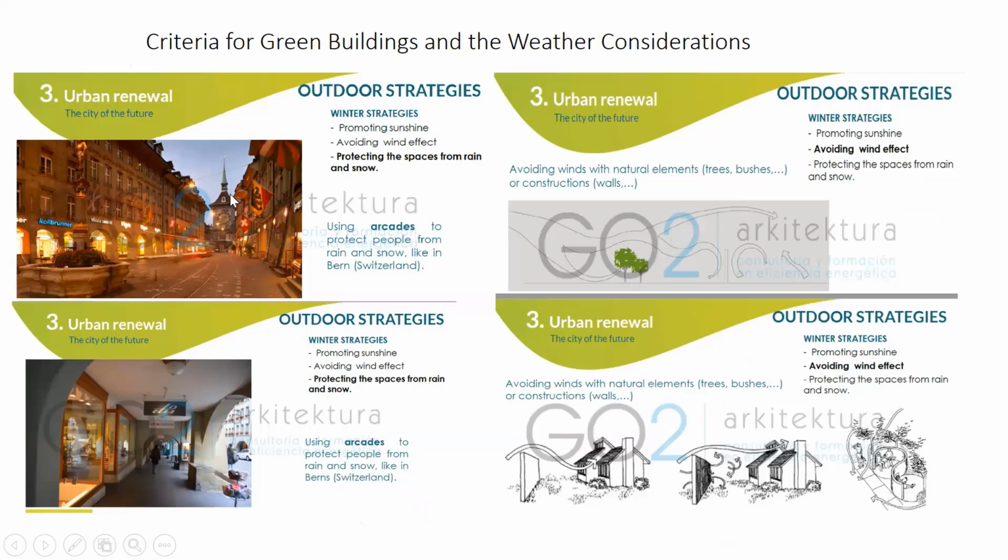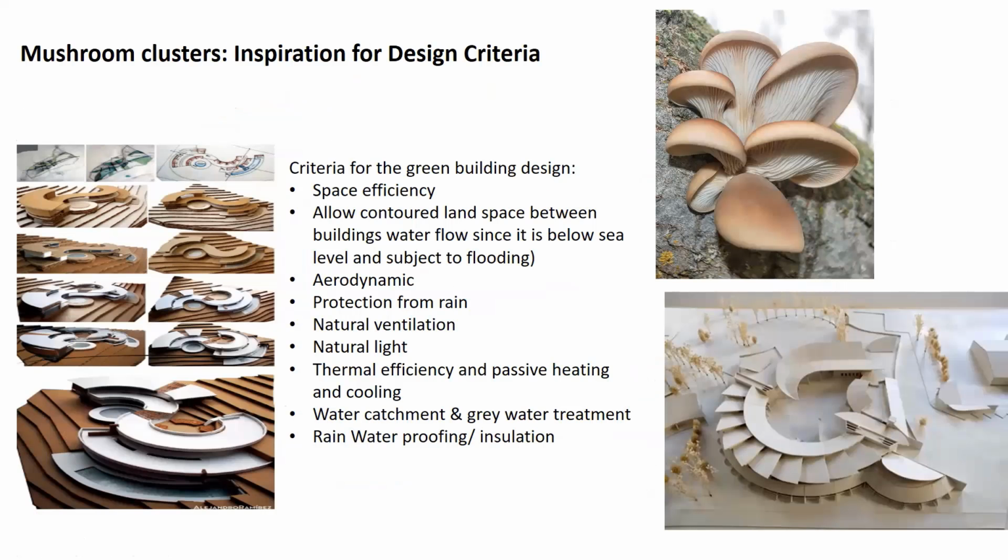For the outdoor strategies, obviously we have to make sure that we are paying careful attention to winter, to summer, and building for it. We put arcs and arcades, and we add trees in order to prevent wind as well. We use these shapes from nature for green architecture, in order to allow space efficiency, contoured land, space between buildings and water flow, to make it aerodynamic, to protect it from rain, to give natural ventilation and natural light, thermal efficiency and passive heating and cooling, water catchment and grey water catchment, grey water treatment and rainwater proofing and insulation. So these buildings should follow these criteria.